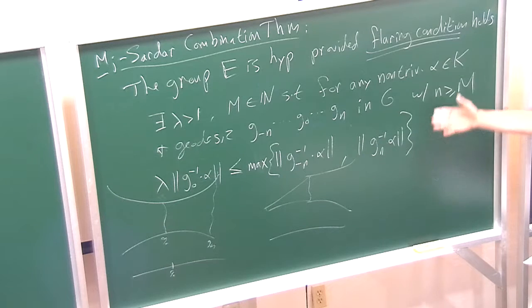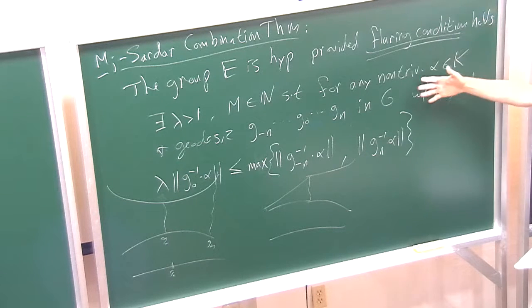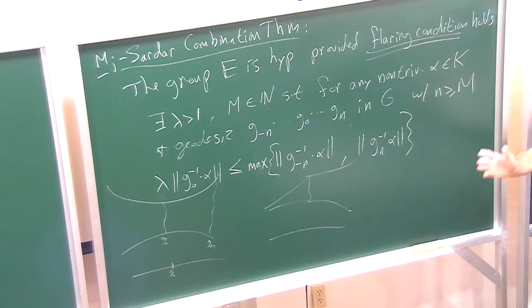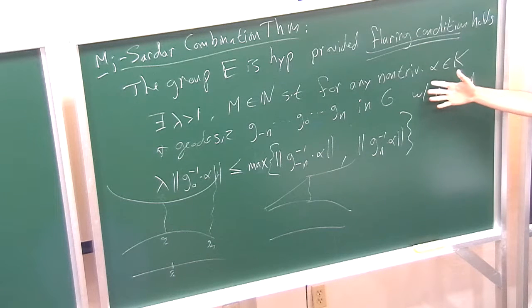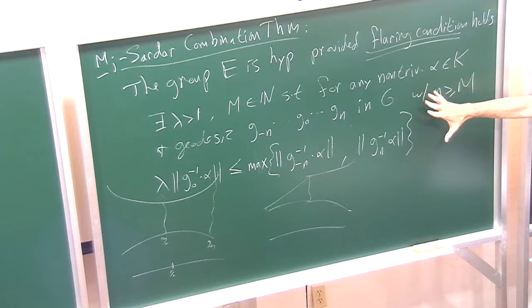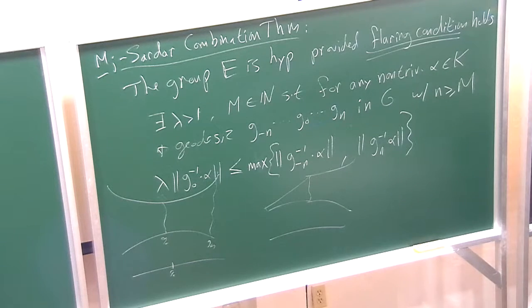Anyway, the theorem says that if you satisfy this flaring condition, then the group will be hyperbolic. I didn't write down the flaring condition yesterday, but it's some similar thing in the context of graphs of spaces. So there you go. That's very good. Maybe some remark here.